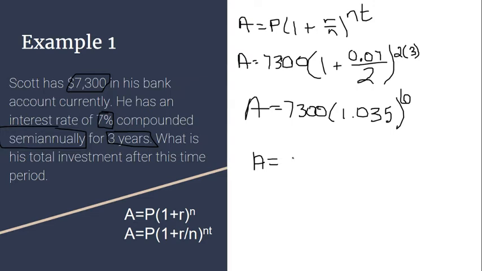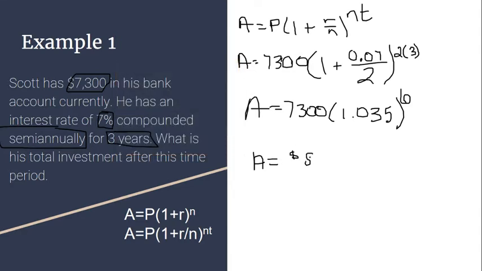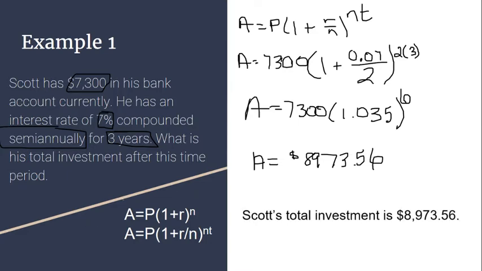And remember that we are dealing with money, so we are going to want to round our answer. If we look at our calculator again, we want to round it to dollars and cents. So we're going to have 8973.56. So what this means is that Scott's total investment is $8,973.56. After 3 years, that's how much money will be in his bank account if he doesn't touch it.